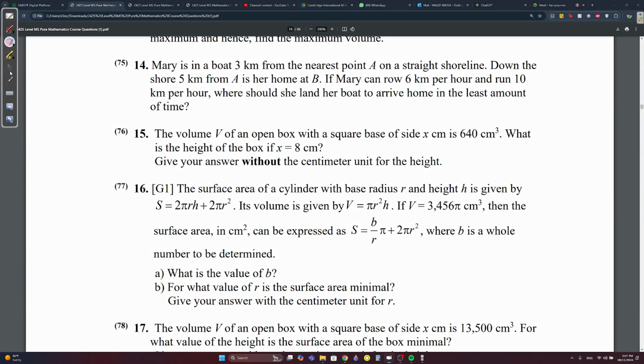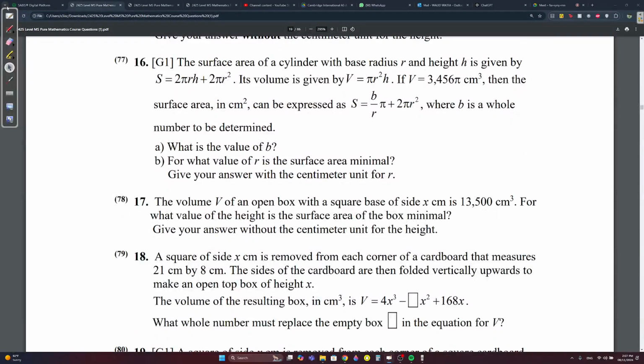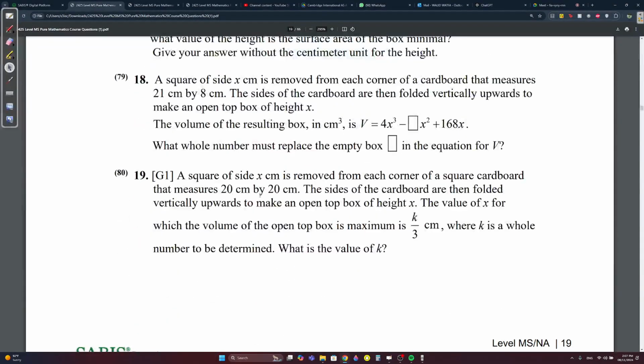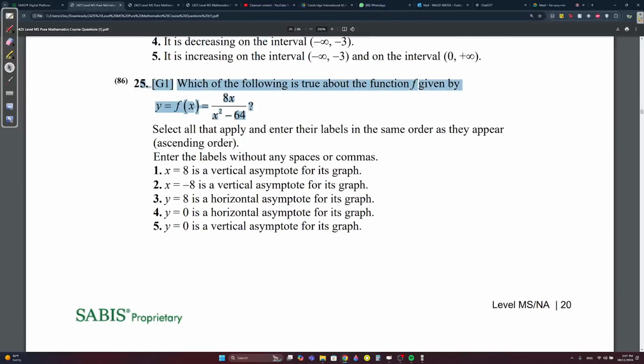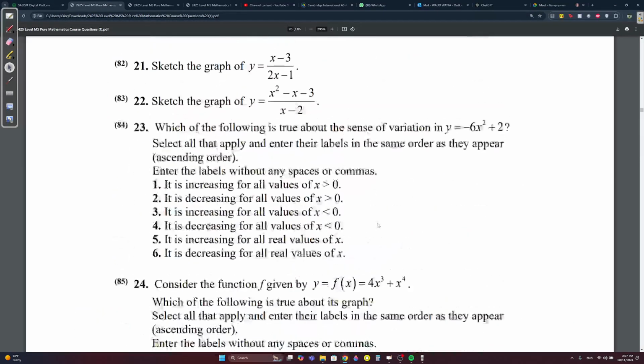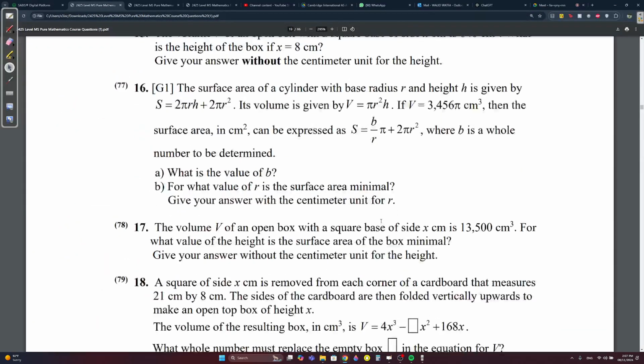Question 16. The surface area of a cylinder with base radius R. This one always comes, guys. The G1 and G2 questions come all the time in the computer exam. These G1, G2 questions, they come in the computer exam, and make sure you know them.